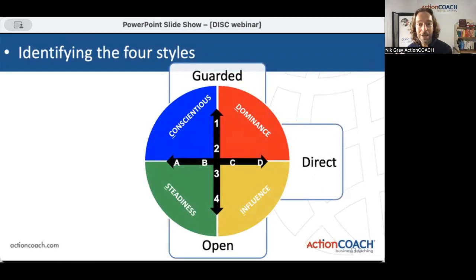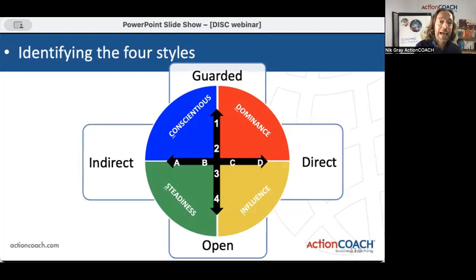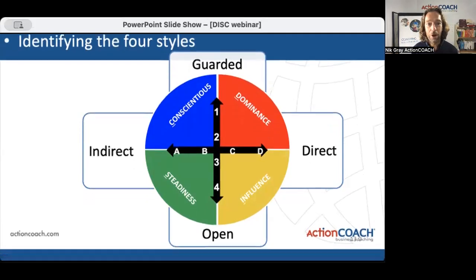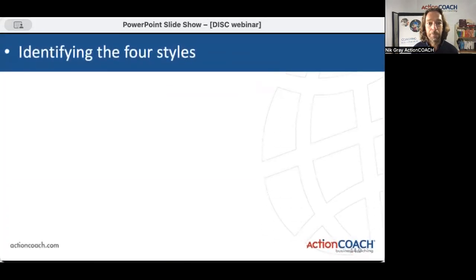D's and I's are very direct and to the point, whereas S's and C's are more indirect, if you like. And the same is true in that D's and I's are outgoing, and C's and S's are much more introverted. I'll give you a bit more of an example of these here.